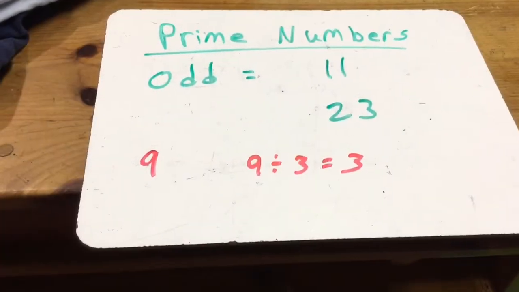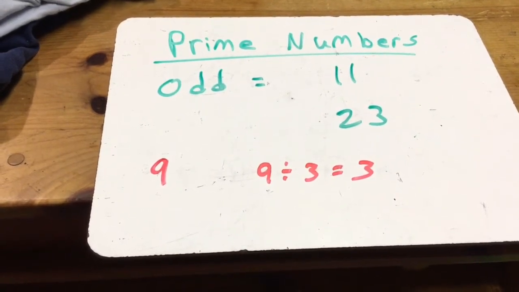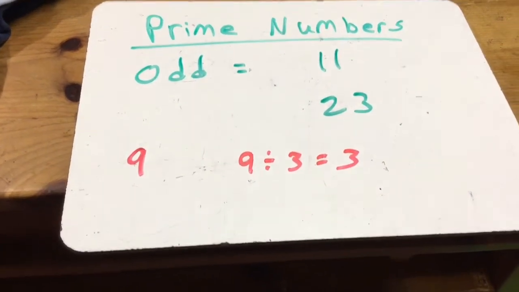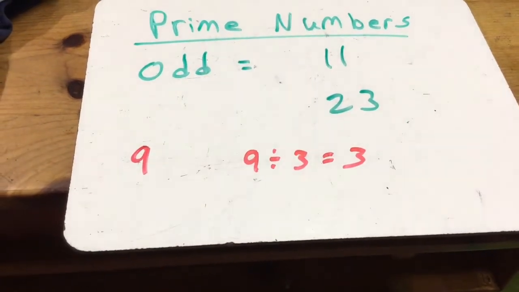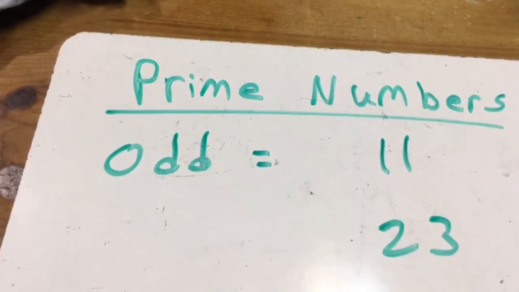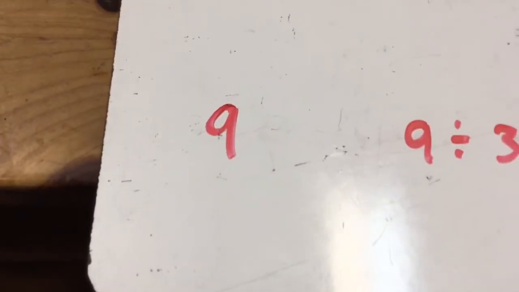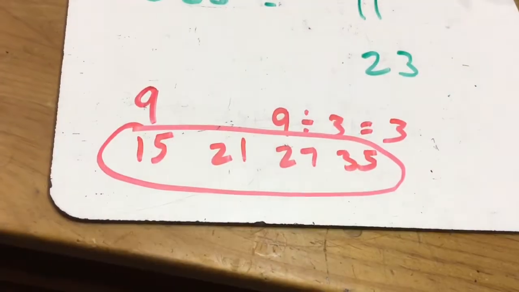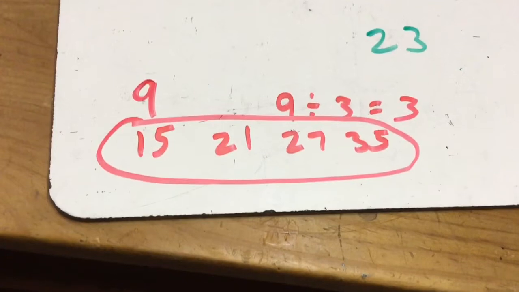Let me show you. There's 9. It's odd. I could divide 9 by 1, and I can divide 9 by 9, but I can also divide 9 by 3 and get an even number, which is 3. Therefore, it is not a prime number. But all your prime numbers are going to be odd, but not all odd numbers are prime. Okay? Hope that makes sense. So just below the 9, here's some other odd numbers that are not prime.